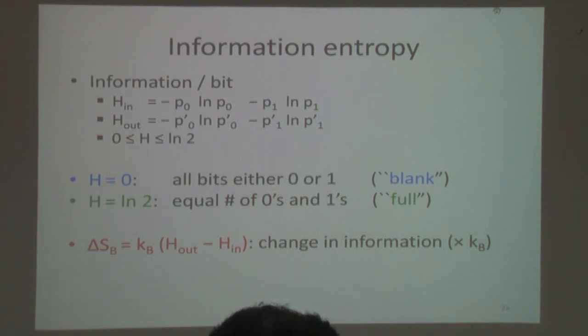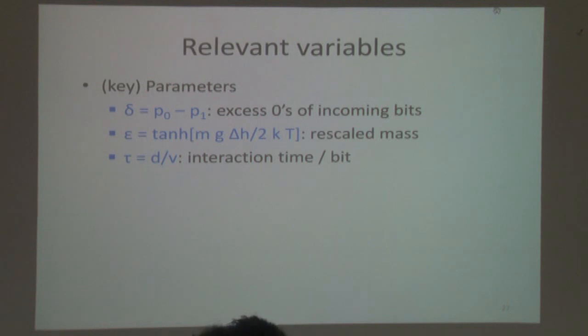Now, what are the parameters that are relevant for the system? First is the excess proportion of zeros. Zeros are important because we have seen that if all the incoming bits are in state 0, there is work performed, and that is why we can assume this parameter is important, and I call it delta.